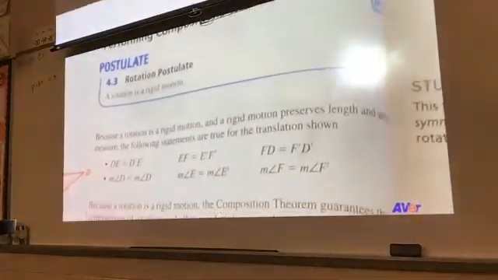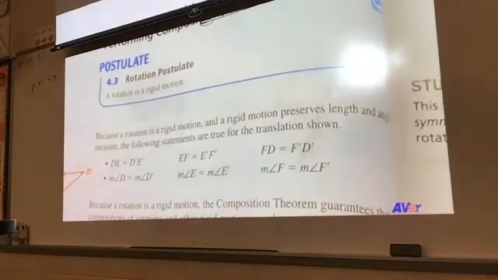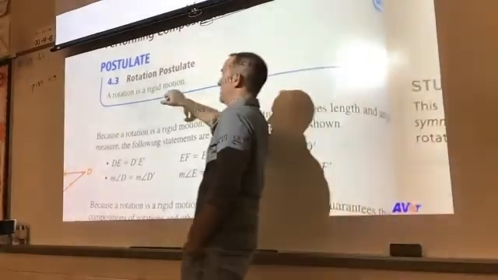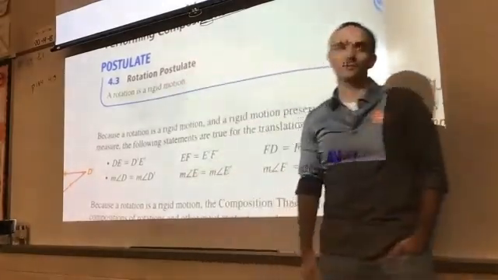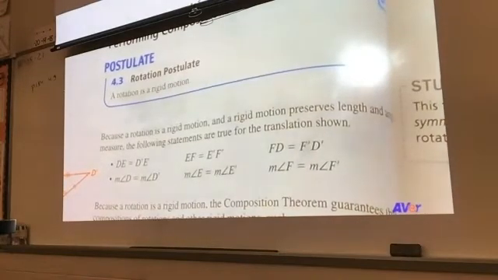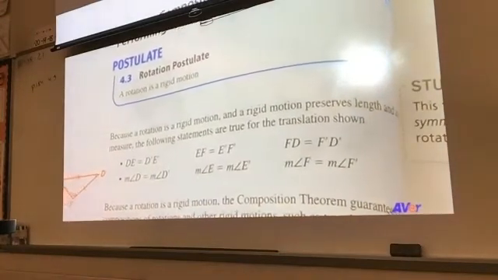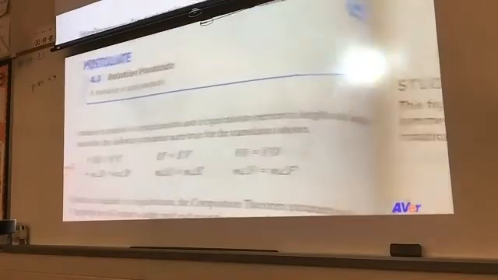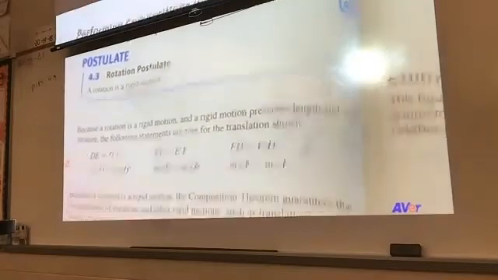Another postulate, just like we had with the other two transformations. I didn't have you copy this one down because we've got it, right? It's a rigid motion. It's not changing size. It's not changing shape. It's just changing location. Okay, so we don't have to worry about that. So we will get into compositions, just like we did with the other ones.